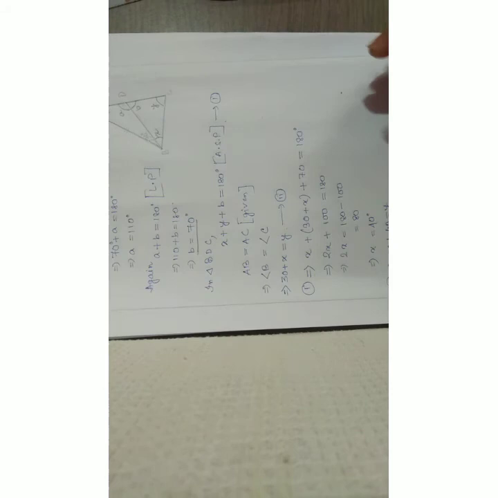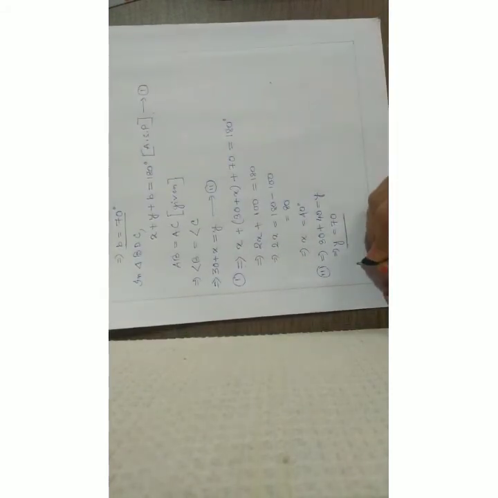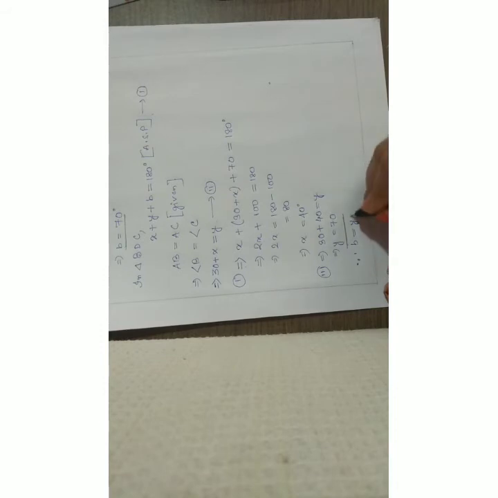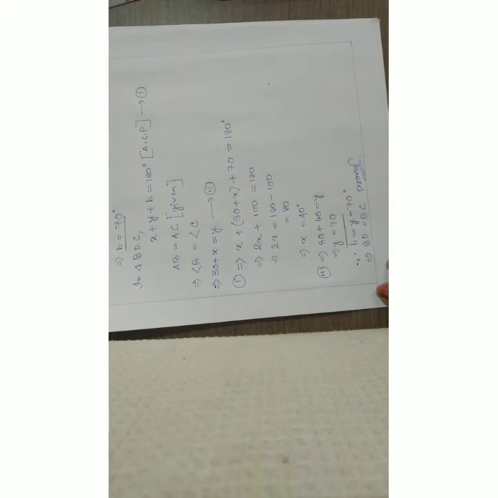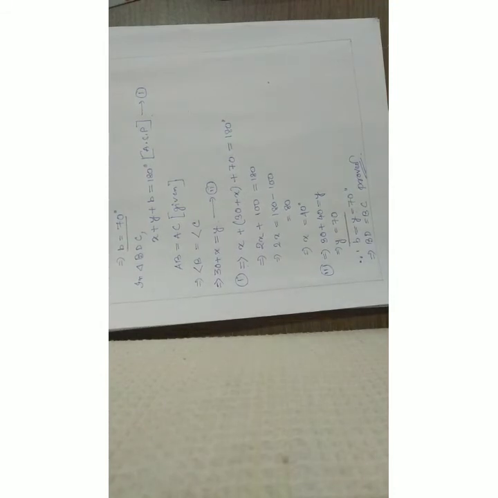Okay? And in the figure, B and Y, these two. So what will we write at the conclusion? Since B equals Y equals 70 degrees, this implies BD equals BC. Hence it is proved. Okay. Now question number 7 and 8 is left for you as homework.